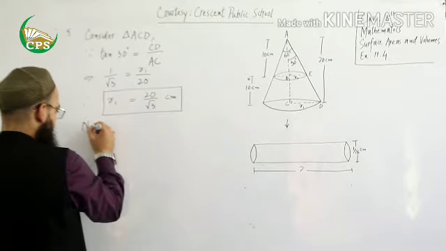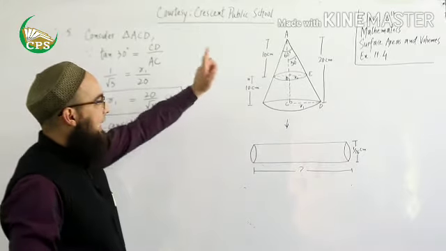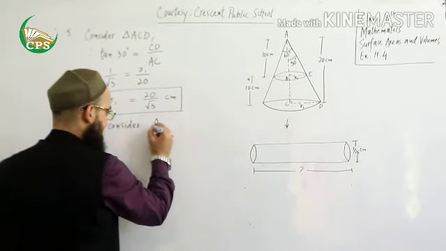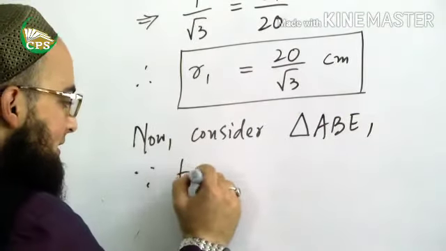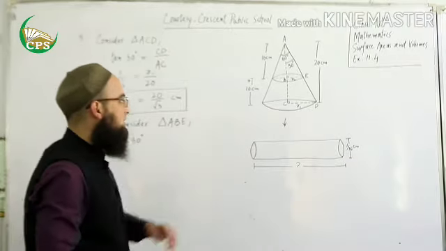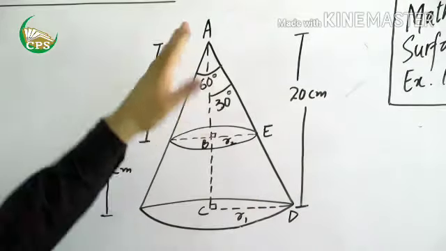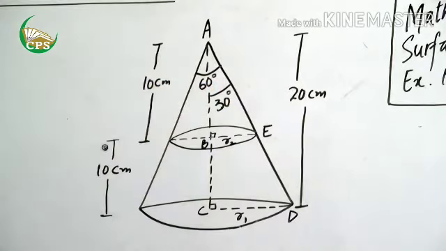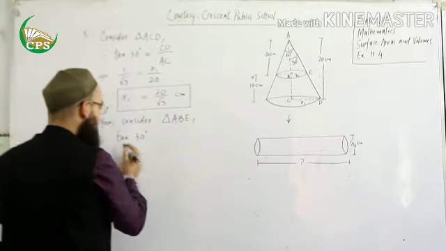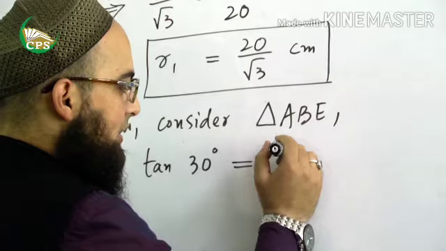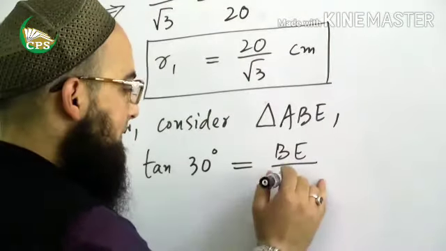Now consider triangle ABE. Again let us find the tangent of 30 degree, because 30 degree is also present in ABE. For 30 degree, the opposite side is BE in triangle ABE, and the adjacent side for 30 degree is AB. So I can say, perpendicular is BE divided by base, that is AB.